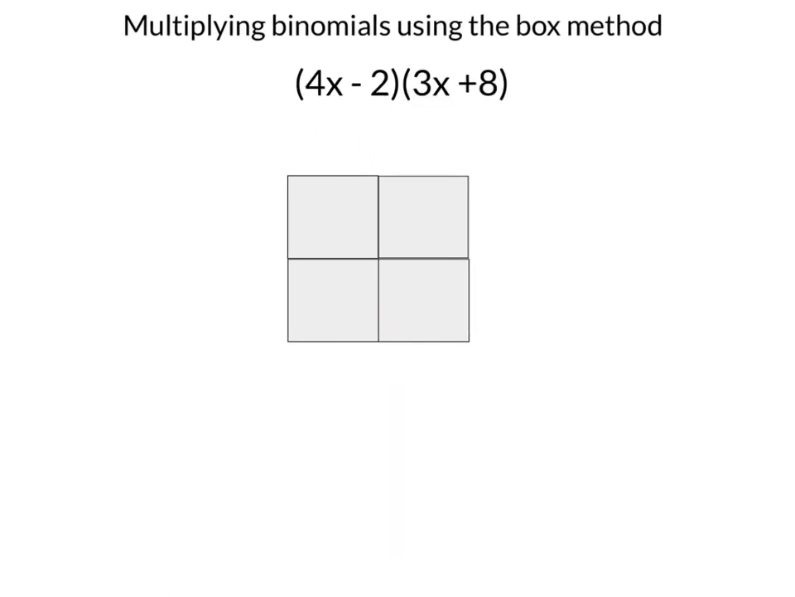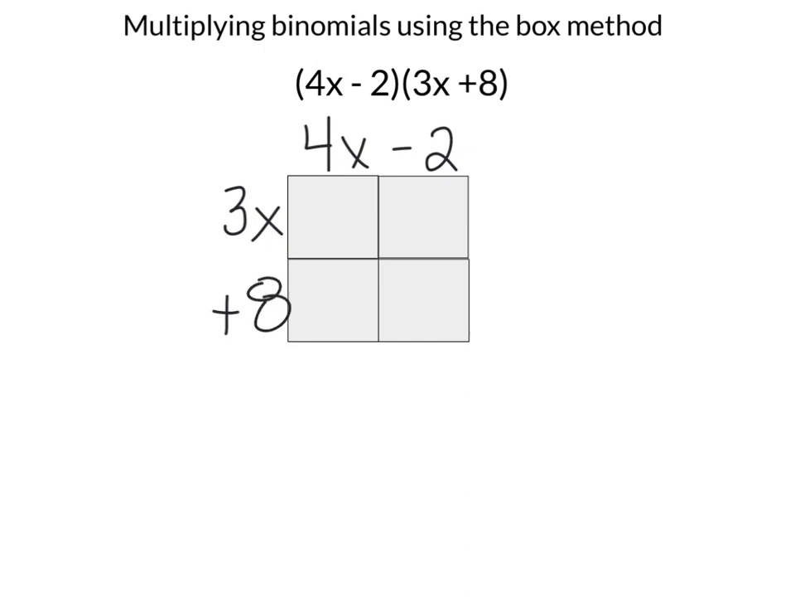So let's take a look at another example. Again, I've already drawn my box here since I have a binomial times a binomial. That means I have 2 values in each set of parentheses, so I have to have 2 rows and 2 columns. I'm going to start by writing my problem, my first set of parentheses above the columns, so 4x minus 2. Then I'll take my second set of parentheses and do that on the left over here next to the rows, so 3x plus 8.